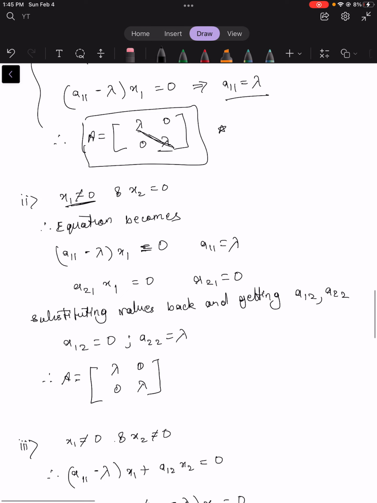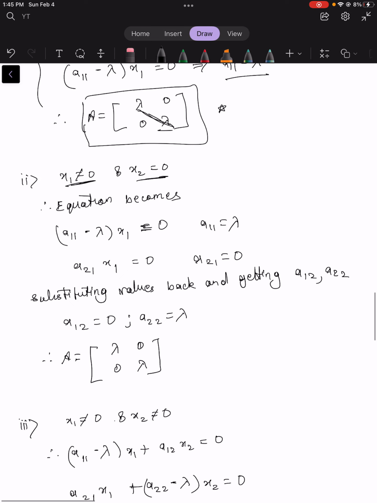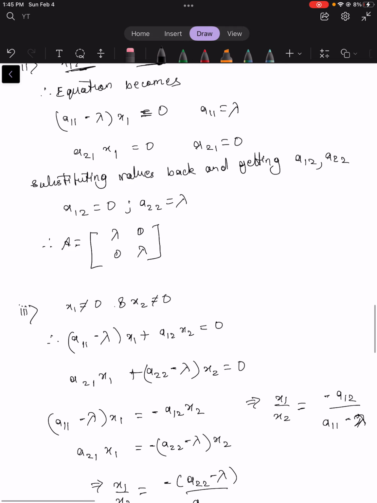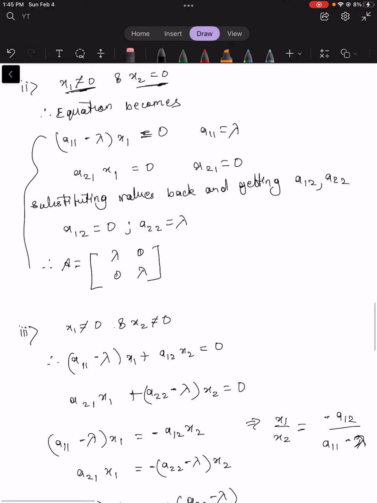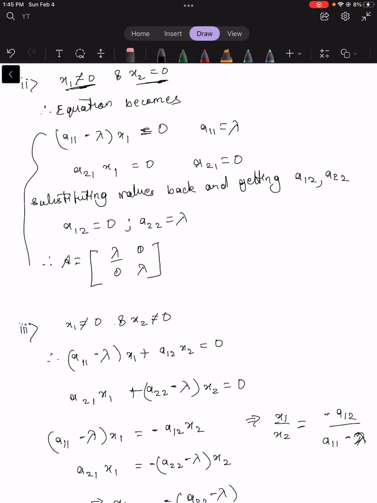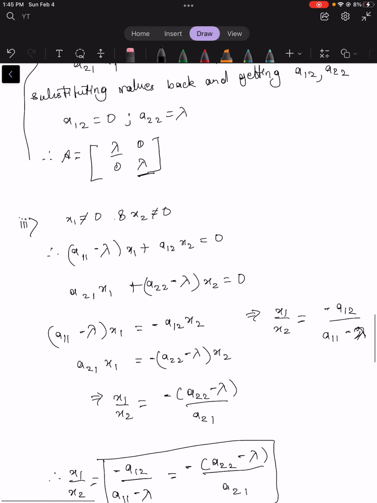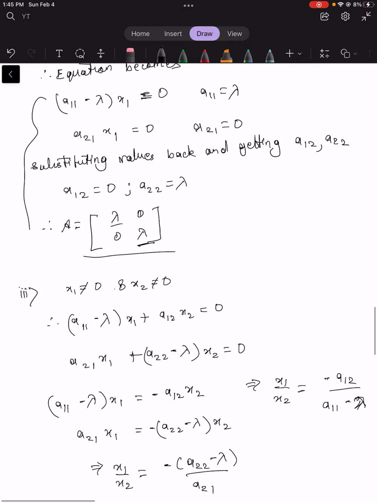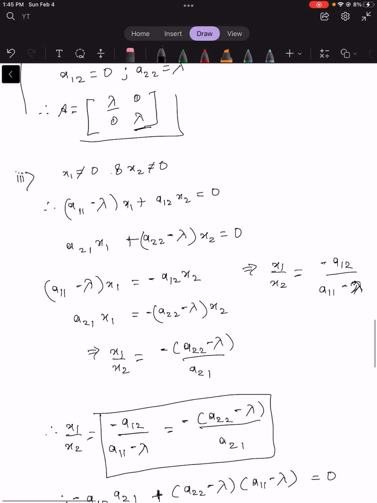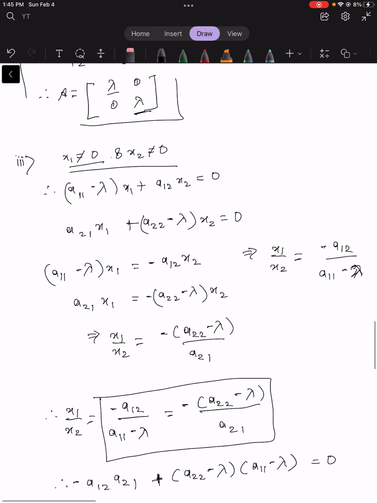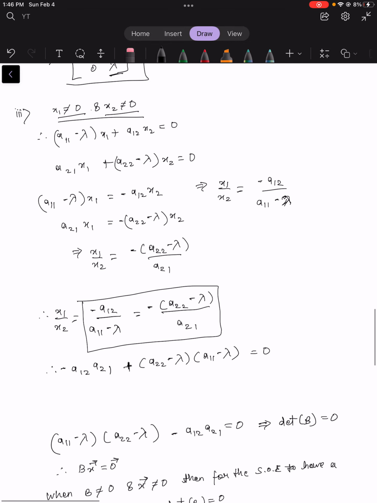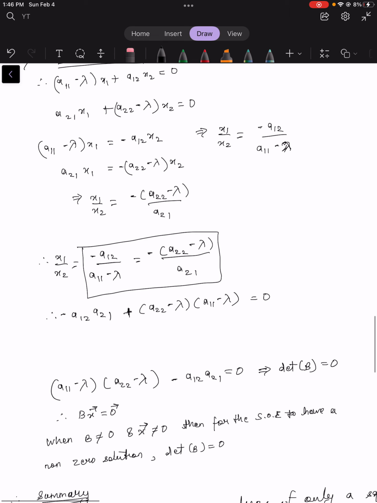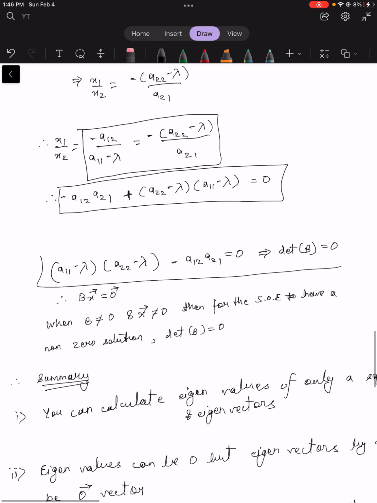Similarly, here we have x1 is not 0 and x2 is 0. Here also one of the entries is 0 whereas the other entry is not 0. Then again, after solving this equation, you can pause the video and look at the calculation. You can see that the eigenvalues will again be the diagonal entries of that matrix. Now we'll come to this portion at the end, but now solving the third case where x1 is not 0 and x2 is not 0, you can pause the video and look at the calculation. You can see that this is what we get at the end.